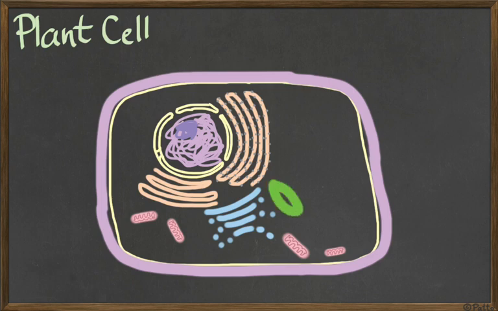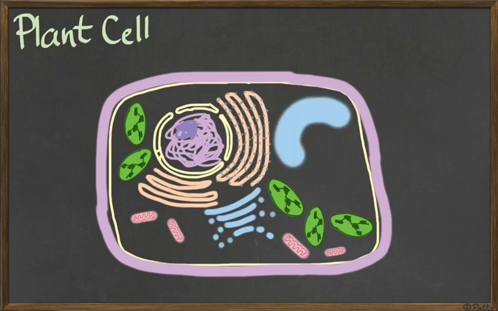But in addition, plant cells will have these green structures called chloroplasts, which are photosynthesizing organelles. They are the organelles that will do photosynthesis. They transform light into organic molecules. And many plant cells might have a big central vacuole, which is nothing more than a very big vesicle. Okay, so this is the structure of the plant cells.